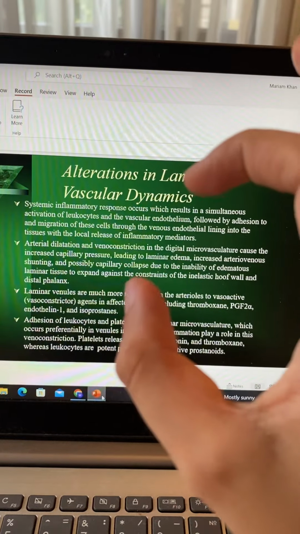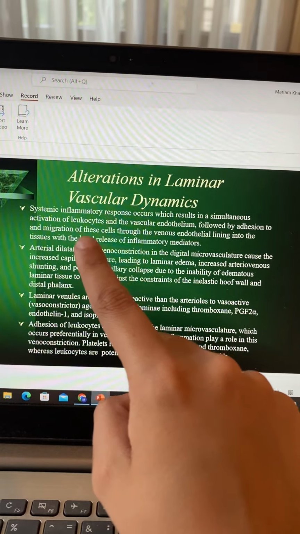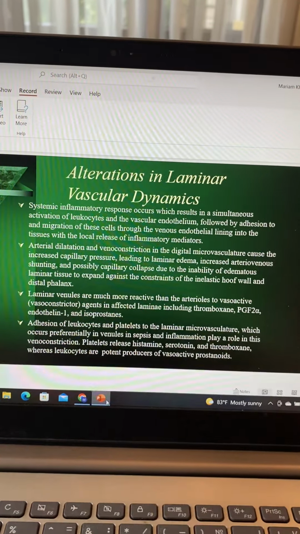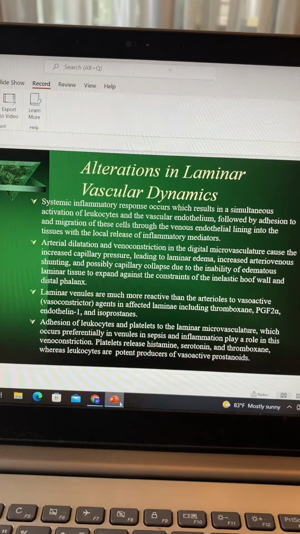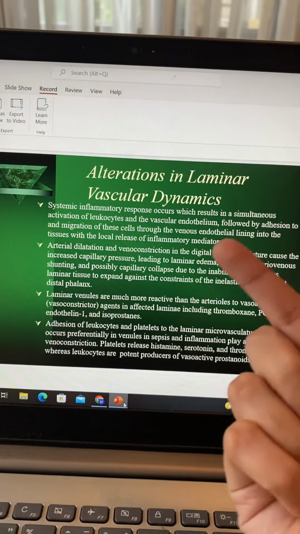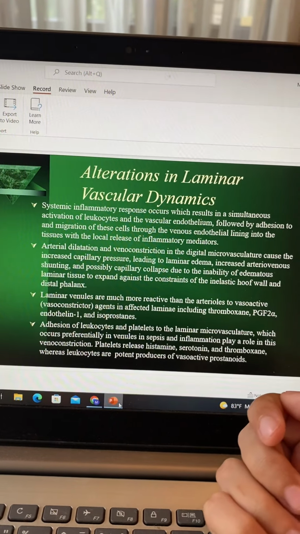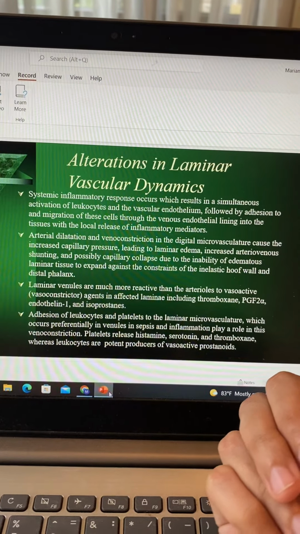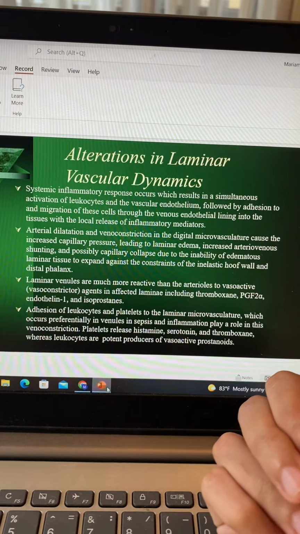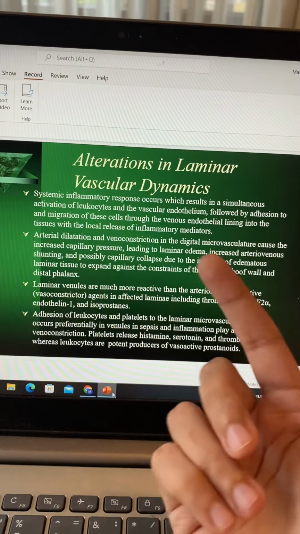The blood vessel cells separate. These inflammatory cells can migrate through the lining of the endothelium. And what you also get is not only the movement of these cells, but the release of inflammatory mediators, which isn't very good for laminitis. And what happens as well is you get increased capillary pressure as a result of this.